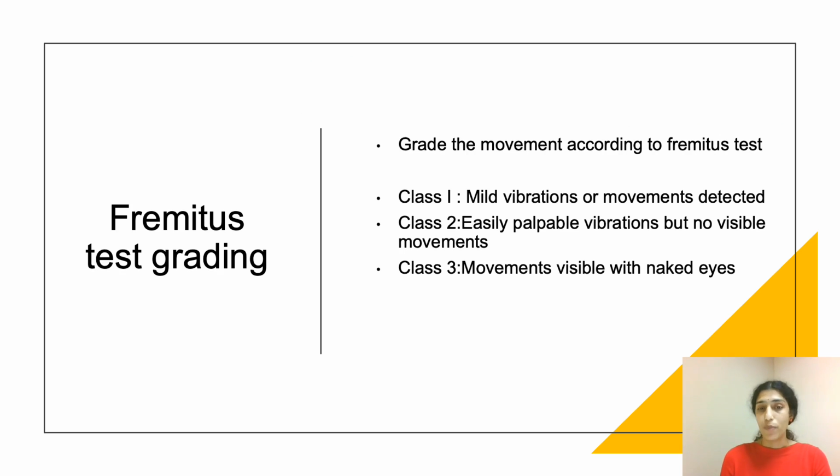Depending upon the palpable movements, class 1 means mild vibrations or movements are detected. Class 2 is easily palpable vibrations, but they can't be visible with the naked eye. If you observe like this, you can't really make out that the patient's teeth are moving or vibrating, but you can feel the vibrations with your finger. Right, so grade 1 is mild vibrations felt, grade 2 is easily palpable vibrations, but you still can't make it out with your naked eye, and grade 3 is where the movement can even be perceived with the naked eye. You can actually see the movement or the vibratory pattern. So this is the fremitus test grading.